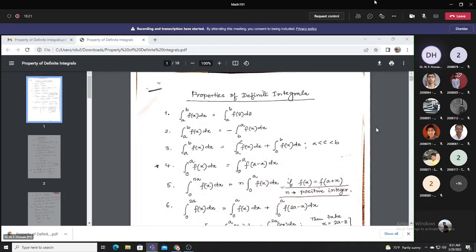Okay, so let us start this. Properties of definite integrals. These are the basic properties of definite integrals. You know what are definite integrals?